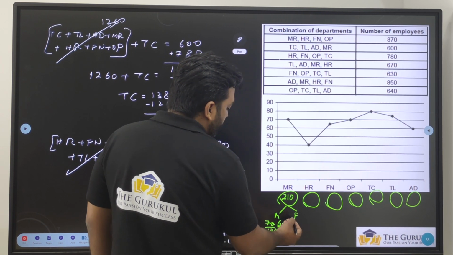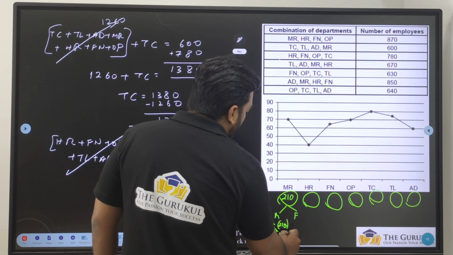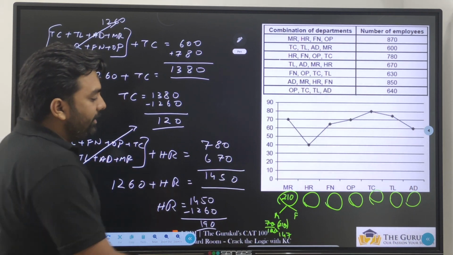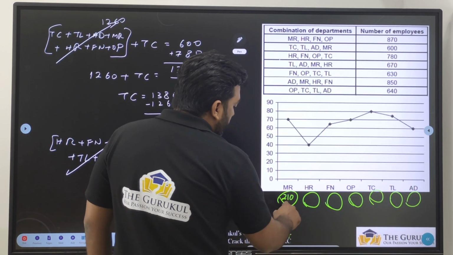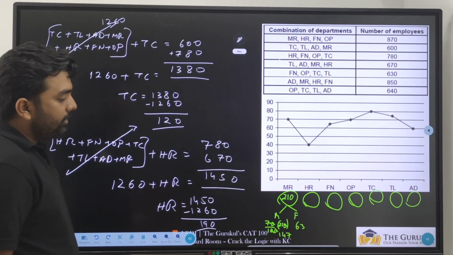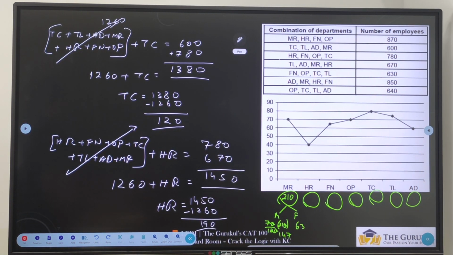This gets cancelled. 7 into 21 is 147. So 147 male are there. Then female will be equal to 210 minus 147, which is 63. That is the number of females in the first value, that is MR.